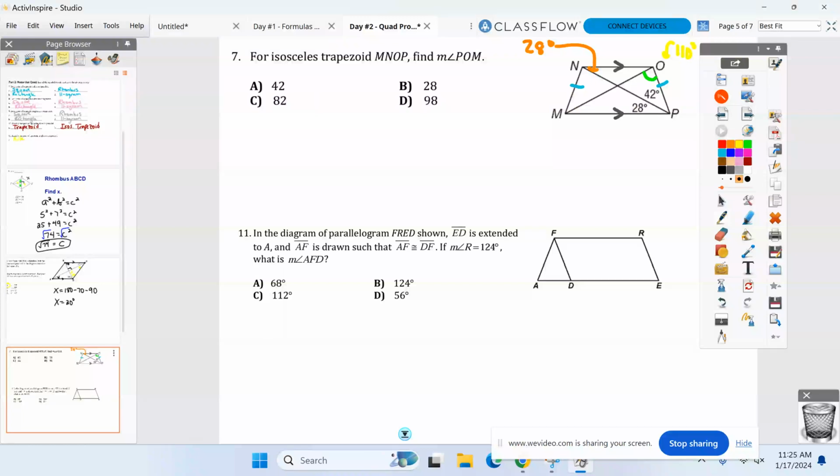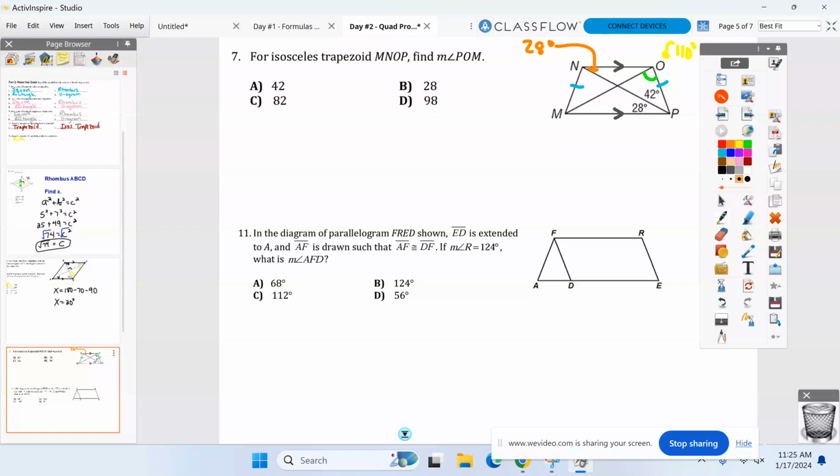Oh, go ahead, Matt. Are those isosceles, like the smaller triangle, the one with 28 in it? This one here? Yeah. It's going to be isosceles in a second. But you got to show me why, right? You can't just assume that. Here you go, kids. Let's see.